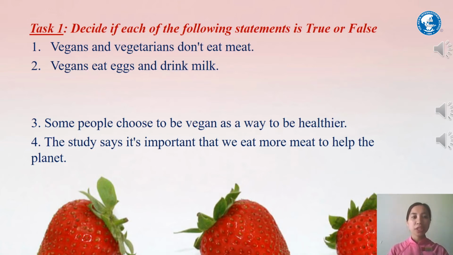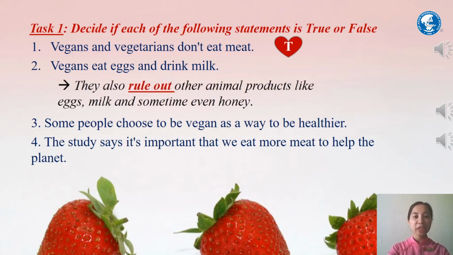What did you learn from the recording? According to the audio, vegans can be hard to cook for. They don't eat meat. That means number 1 is true. Number 2, but they also rule out other animal products like eggs, milk, and sometimes even honey. They rule out other animal products means they don't eat these animal products, for example, eggs, milk, or honey. So number 2 is false.